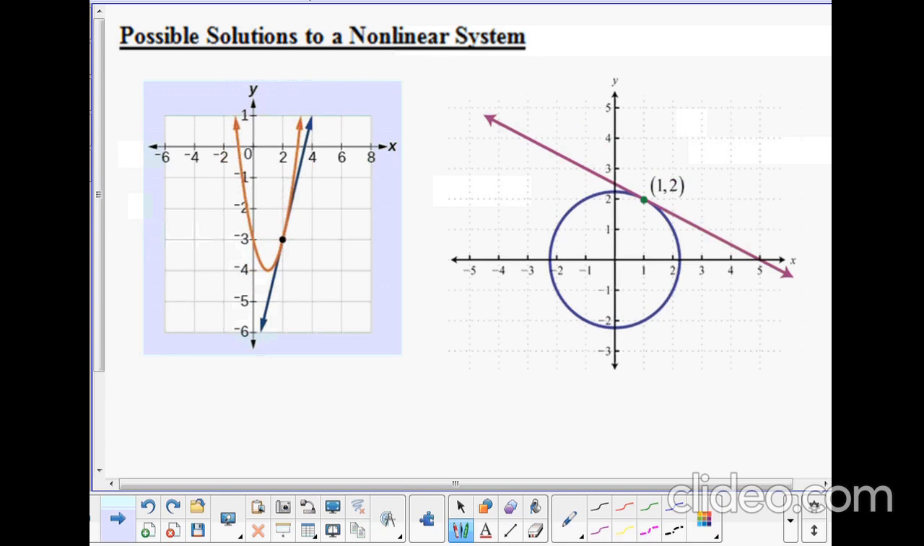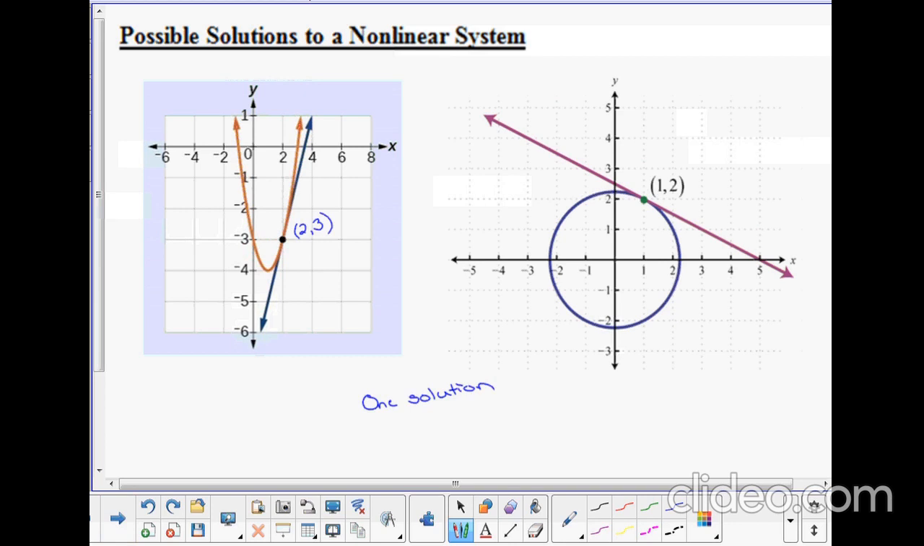If I take a look at the same type of graphs, now a line and a circle and a line and a parabola, you'll notice that they intersect in exactly one point. They're tangent lines, and you probably learned a little bit about tangent lines in geometry. We're not going to go too far into what a tangent line is, but what we're looking at is that this line intersects in exactly one spot. So the solution for this parabola and line would be the point (2, 3). The solution for this circle and the line would be the point (1, 2), and so these would have one solution.